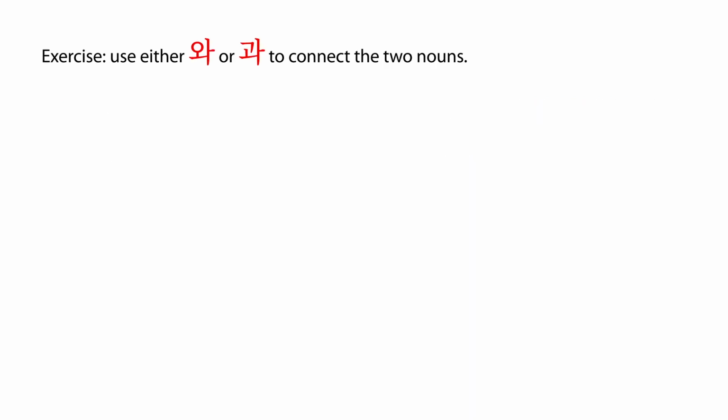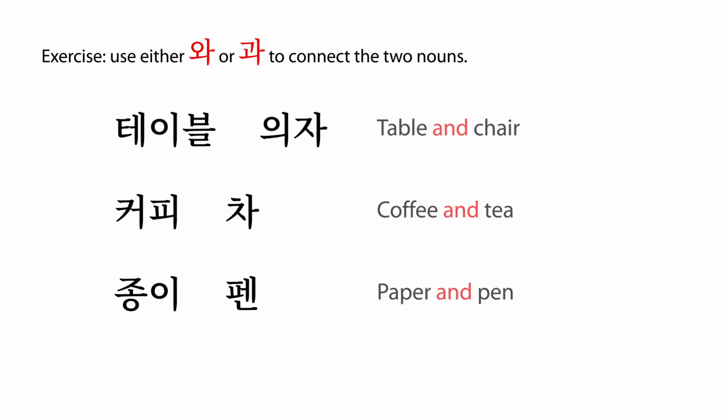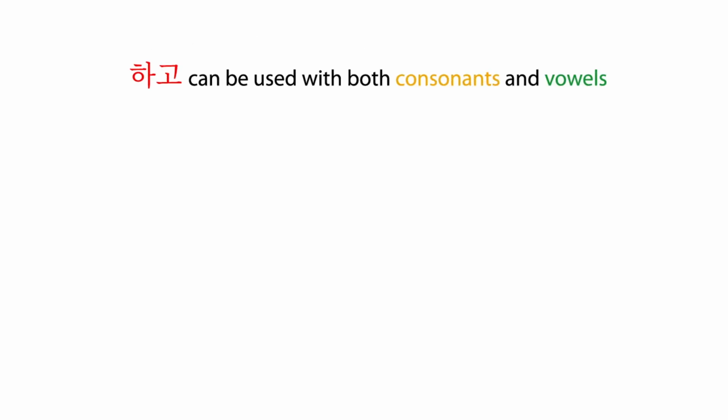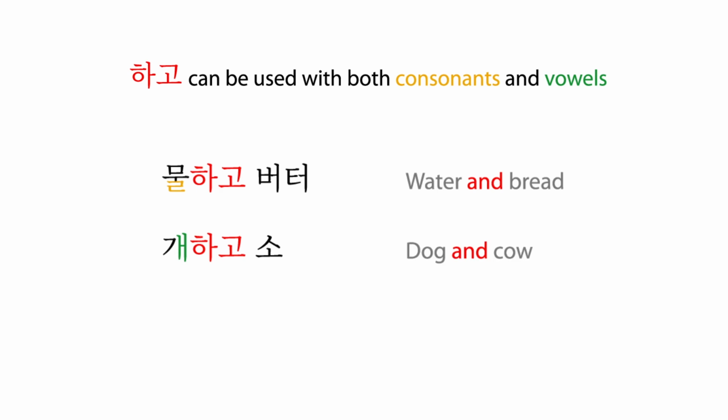Exercise. Use either 와 or 과 to connect the two nouns. And finally, 하고 can be used with both consonants and vowels. For example, 물하고 버터, 개하고 소.